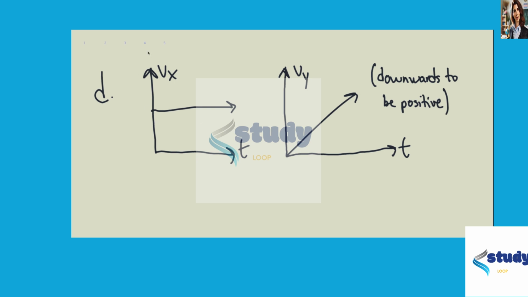So these would be all of the sketches of our two position functions and our two velocity functions. That is the end of the solution.